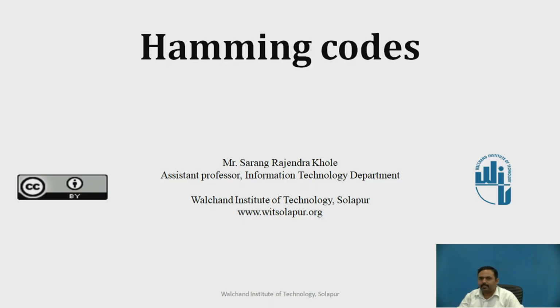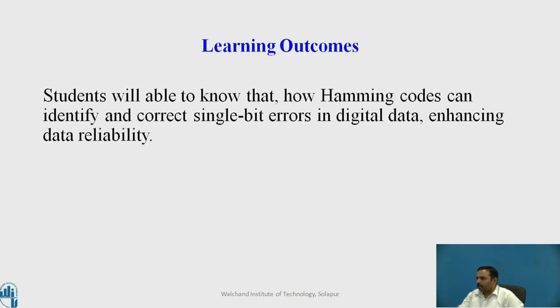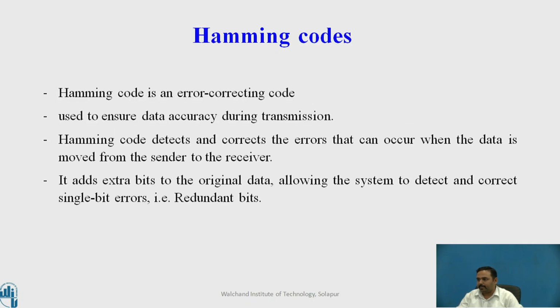So today's topic is Hamming codes. Learning outcomes of this topic: students will be able to know how Hamming codes can identify and correct single bit errors in digital data and enhance data reliability.